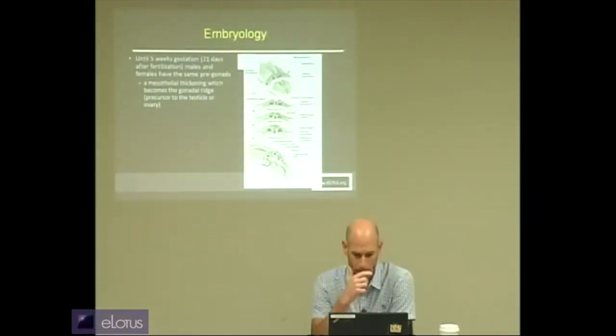So until about 5 weeks gestation, which is about 21 days after fertilization, males and females have the same pregonads. And this is actually a point worth stopping for a second here. So notice it says 5 weeks gestation, which is 21 days after fertilization.